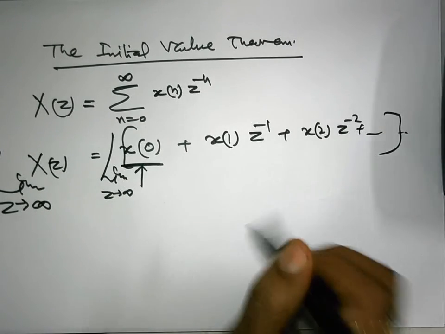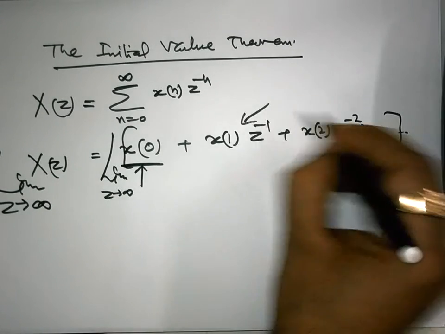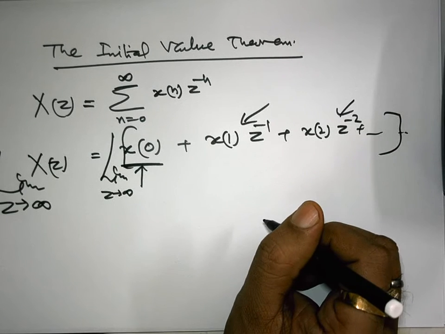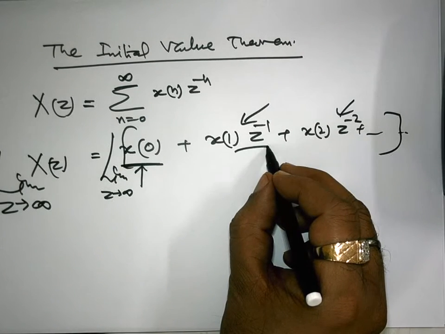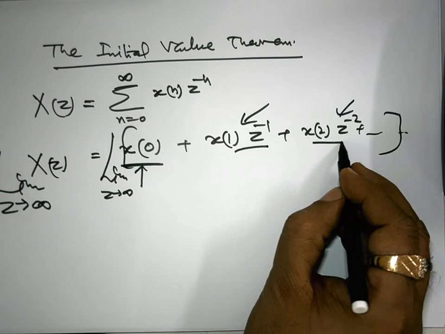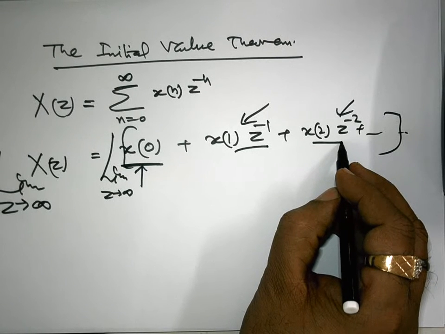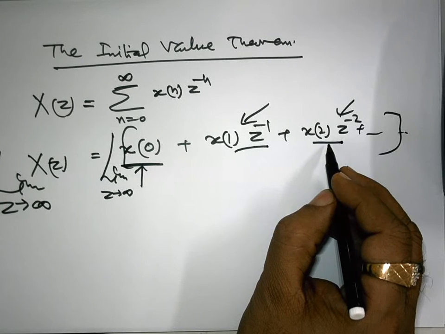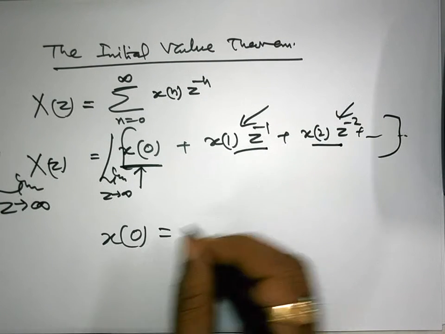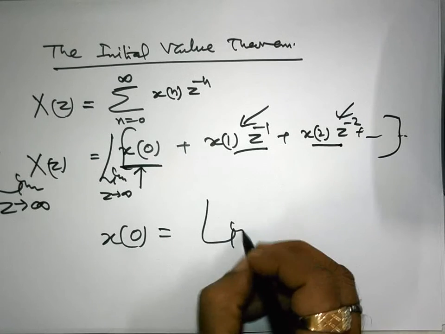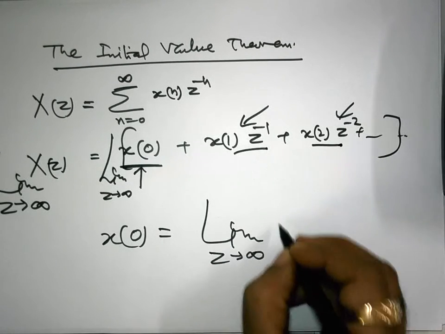So if you put limit z tending to infinity, these terms become equal to 0, because 1 over z will come in this, and 1 over z will come in this. As we put z tending to infinity, it will be equal to 0. So x0 is obtained by what? Limit z tending to infinity X(z).